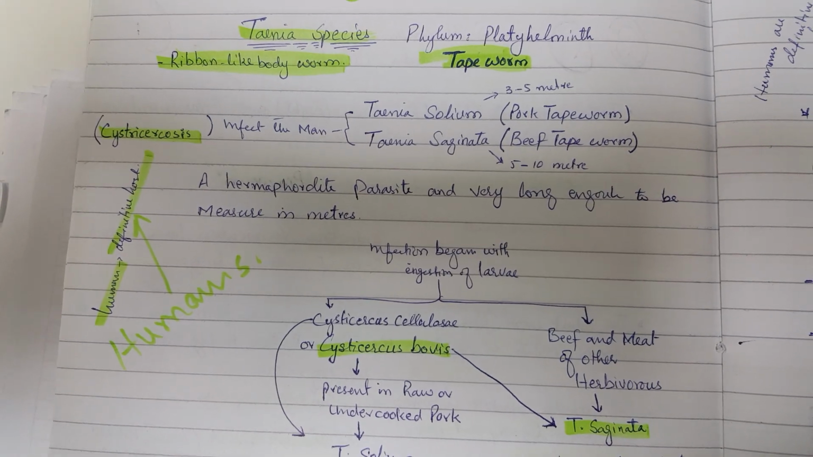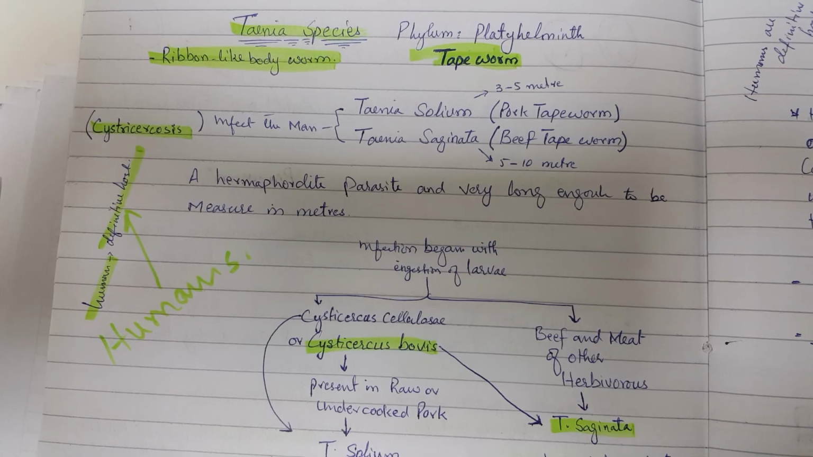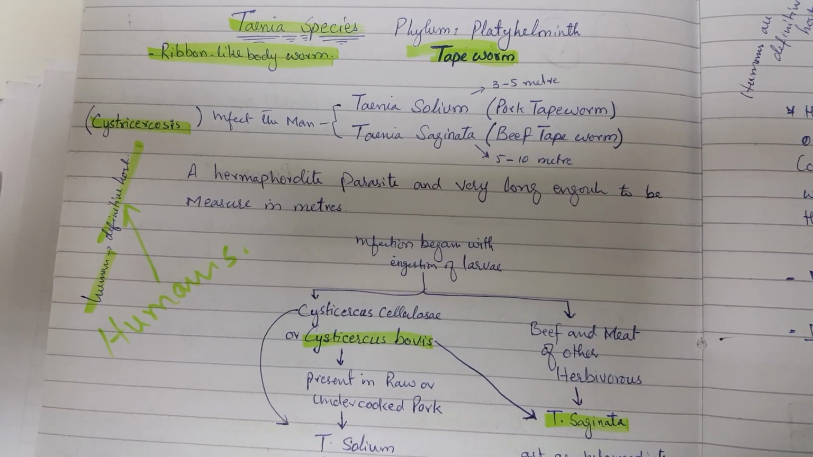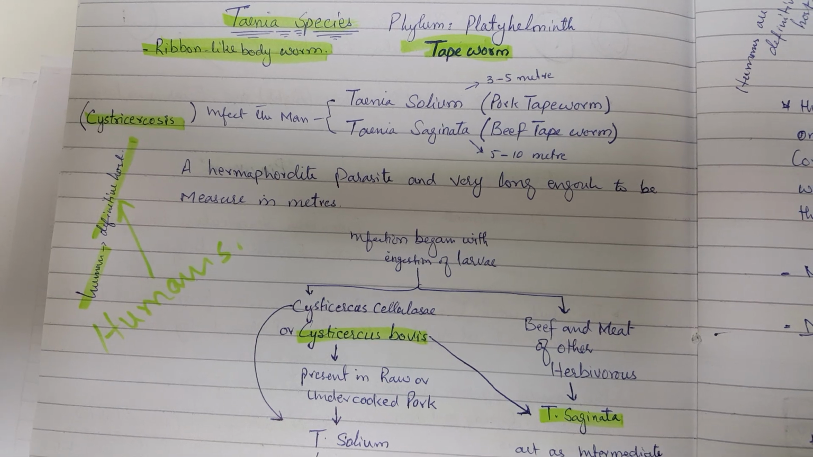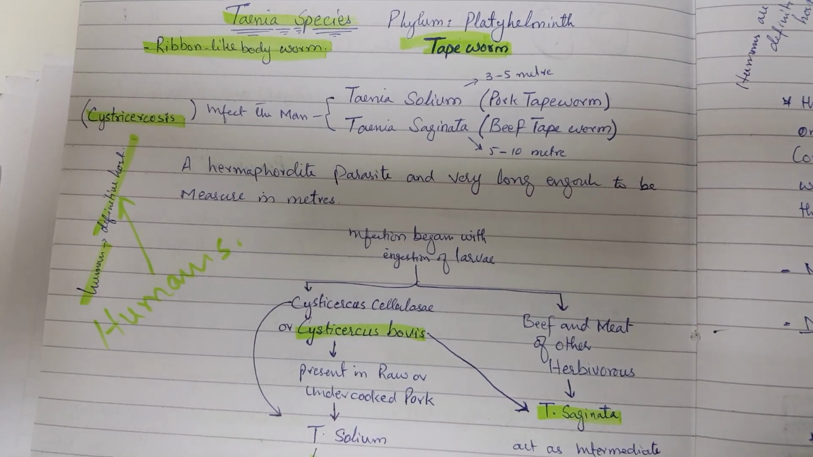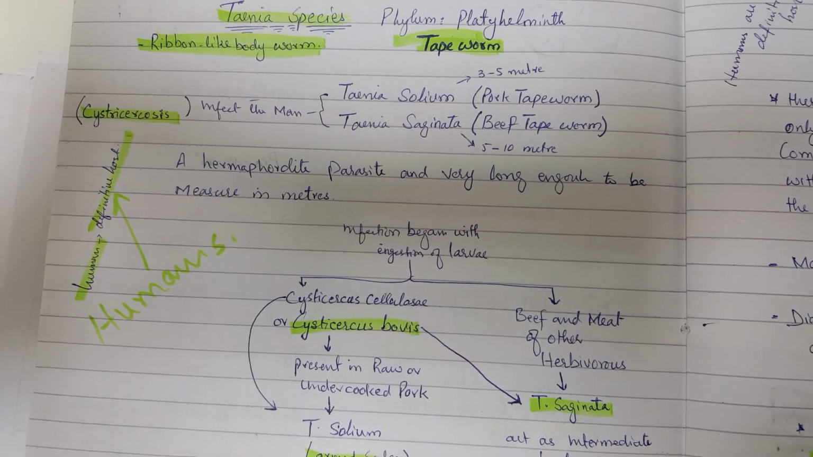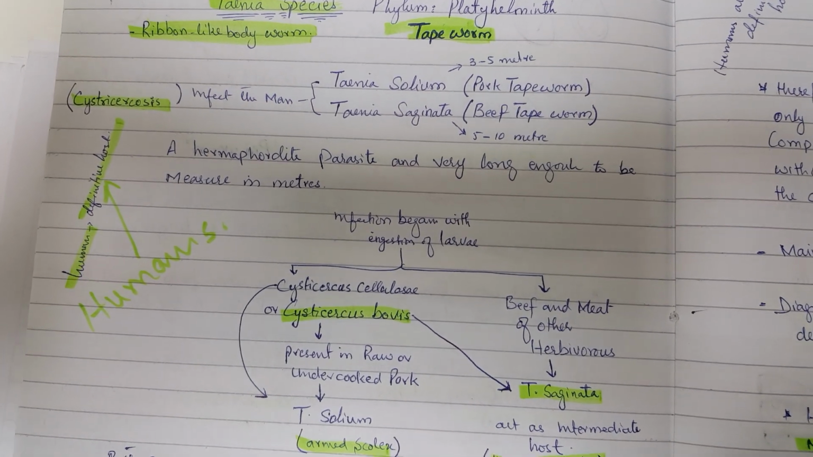Here we explain the tapeworm Taenia species, which has a ribbon-like body. Taenia saginata is the beef tapeworm, and Taenia solium is the pork tapeworm. They are hermaphrodite parasites, very long, long enough to be measured in meters.